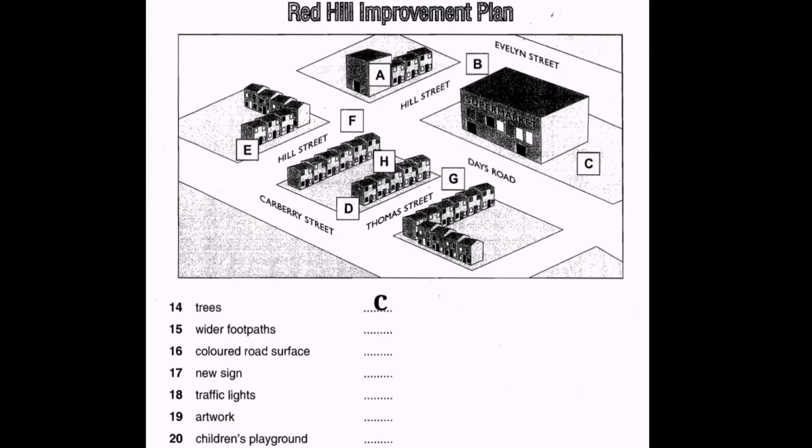So we have listened that in order to address the traffic problems, the pavements on the corner of Carberry and Thomas Street will be widened. Pavement means footpaths, and the pavements between Carberry and Thomas Street will be widened. So we can see that between Carberry Street and Thomas Street there is option D. So we can say that D is the wider footpaths, and we can write D in front of question number 15.